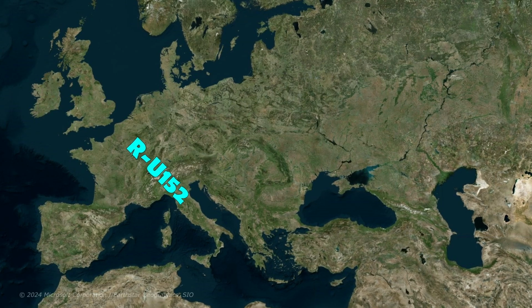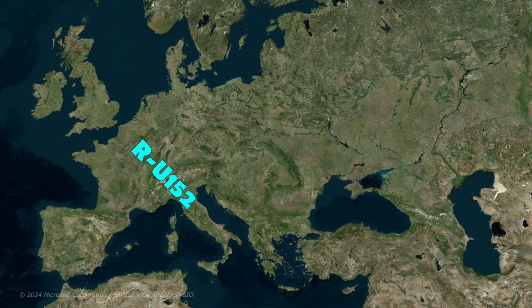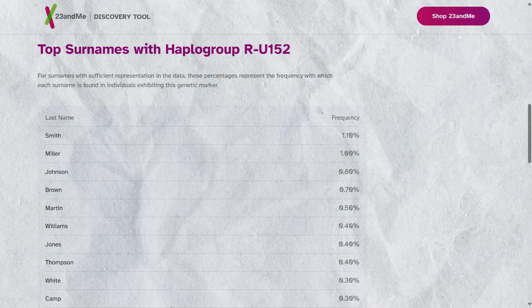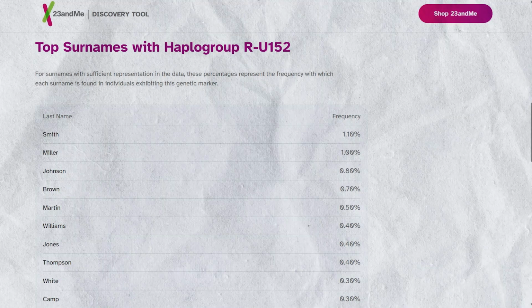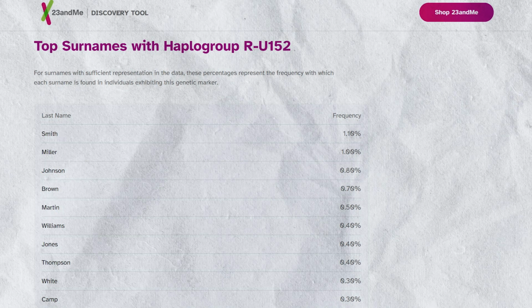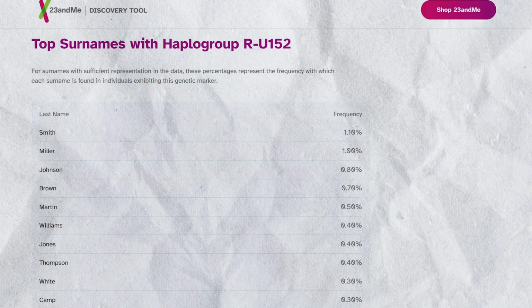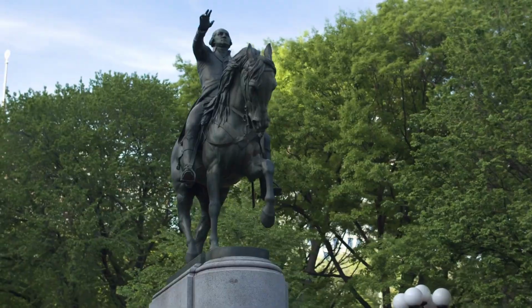RU152 is considered an Italo-Celtic branch of R1b historically, but it is found across various parts of Europe today, including in the UK and Ireland. This table shows the top surnames who belong to the haplogroup RU152, with Smith, Miller and Johnston at the top of the list, according to 23andMe's database at least. George Washington's mitochondrial haplogroup is less clear, unfortunately.